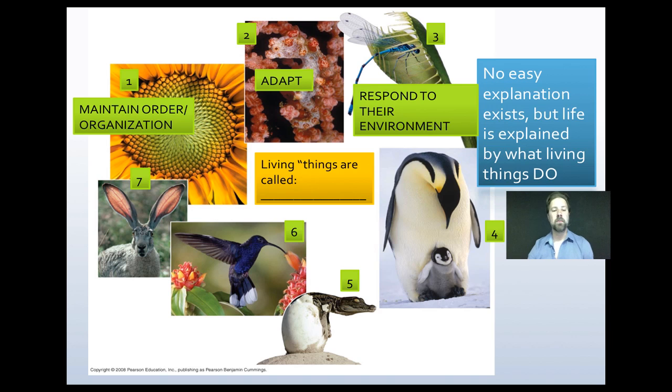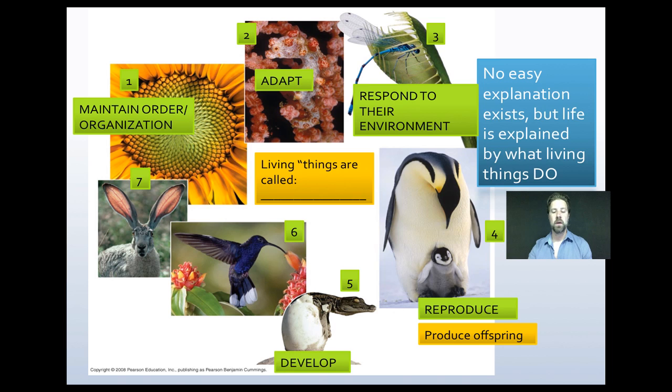So we've covered maintaining order, organization, adaptations, responding to the environment. We can also take a look at reproduction. We'll look at it much greater in depth later, but when we reproduce, we do so to produce offspring. So we have two members of the same species come together, and the male fertilizes the female in most cases, and what we'll see happening is offspring will be produced, and that will continue the genetic line of that particular animal. We can also see development over time.